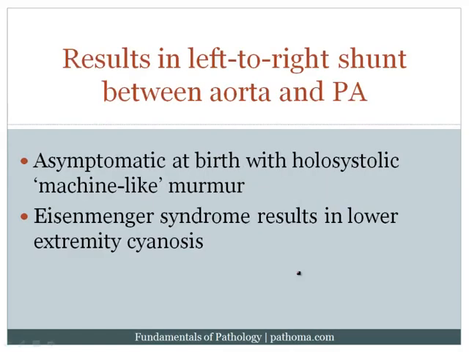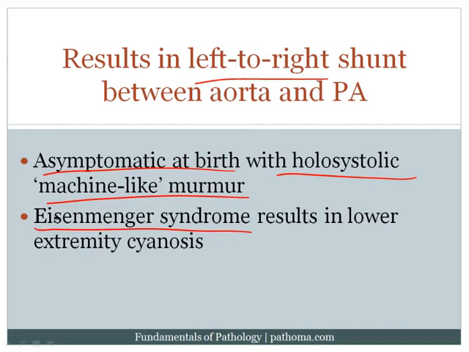And so again, we say for the PDA that you're going to have a left to right shunt. It's asymptomatic at birth, but it's going to be associated with a holosystolic machine-like murmur. If you get Eisenmenger syndrome, which would be reversal of the shunt, that's going to result in lower extremity cyanosis, and that's because the PDA arises after the major branches off the aortic arch. So this is particularly high yield.